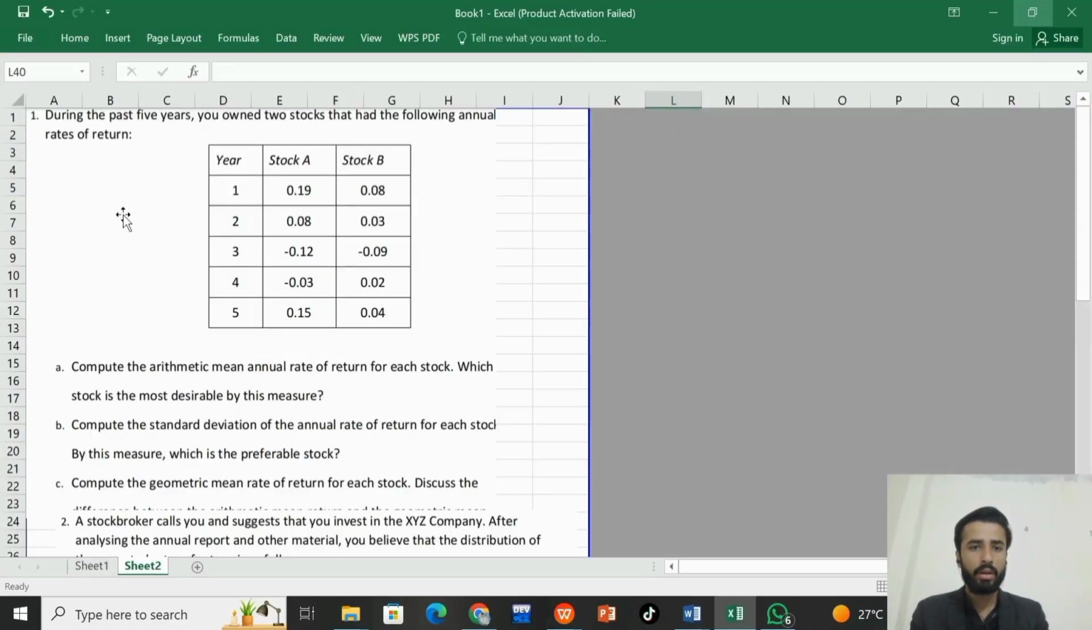Here is the question about these topics. As I said earlier, we will perform these with the help of examples. So here is the question that we will perform in MS Excel. Question number one: during the past 5 years you owned two stocks that had the following annual rates of return. So there are two stocks, stock A and B. Their returns are given for 5 years. In A, we have to compute the arithmetic annual rate of return of each stock.